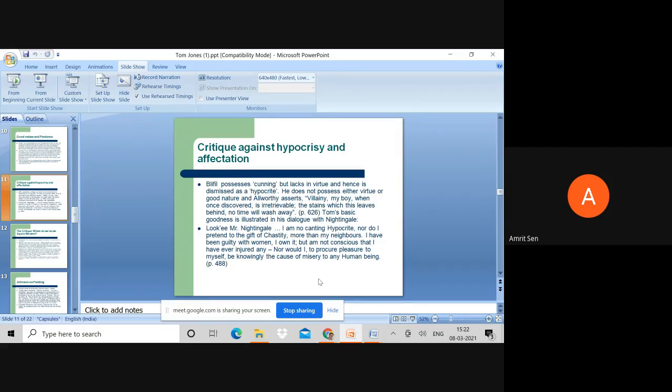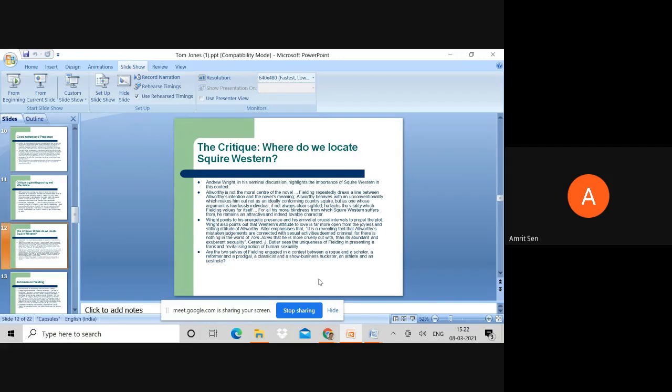Right? So, Tom and Blifil are antithetical. Tom lacks prudence but has benevolence and is therefore acceptable. Blifil has cunning but lacks benevolence and is envious and hypocritical, therefore he must be dismissed. Now the problem with such a formulation is, where do we locate Squire Western?